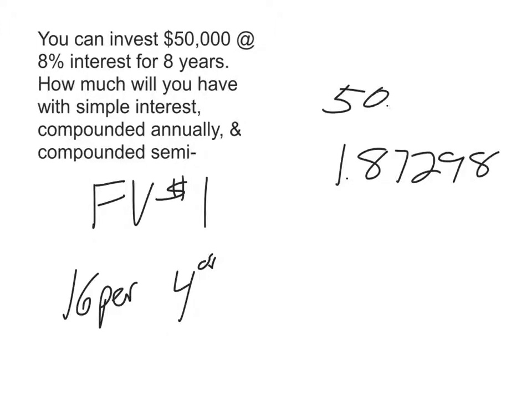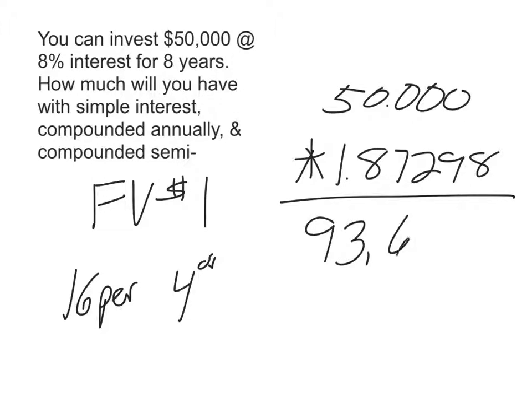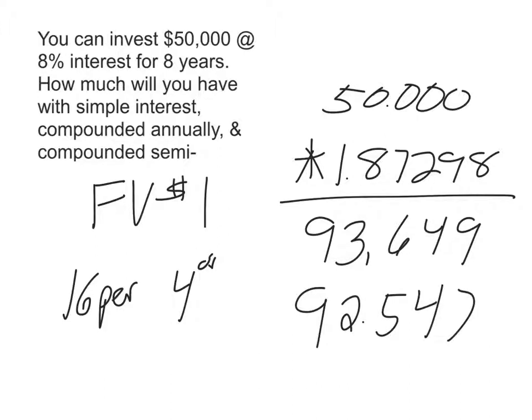If I take the 50,000, multiply it by that factor, I'm going to end up with a total amount of $93,649. Now, if we compounded annually, that number was only $92,547. So just by compounding it every 6 months instead of every 12 months, we already have an extra $1,000 in interest.